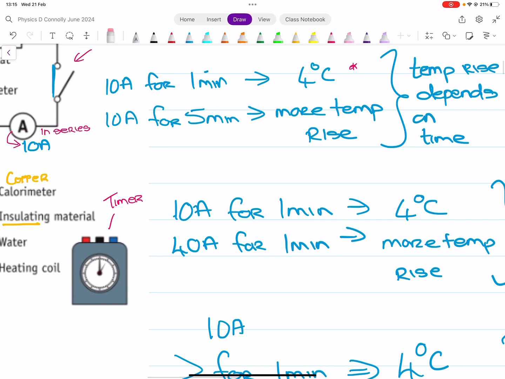If you then repeat the experiment, so put cold water back in and allow the same 10 amps to flow, but this time instead of it flowing for 1 minute, you let it flow for 5 minutes, you're going to get a bigger temperature rise, bigger than 4 degrees. Yeah, that makes sense, right? If you keep heating the coil and you keep heating up the water, it's going to give you a bigger temperature rise as recorded by the thermometer.